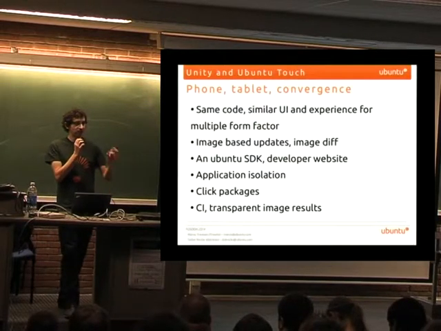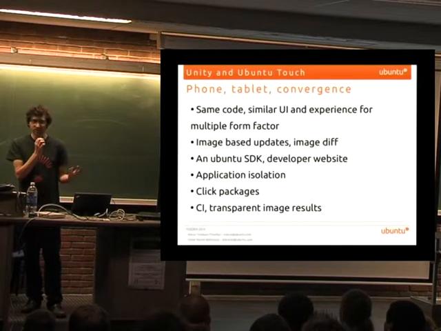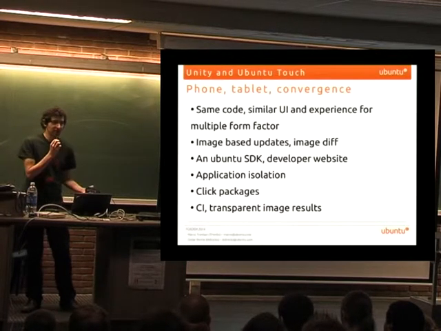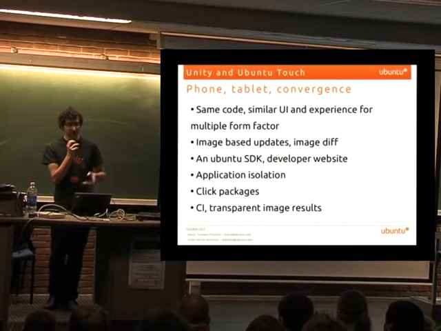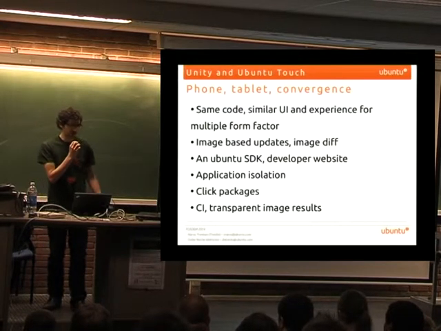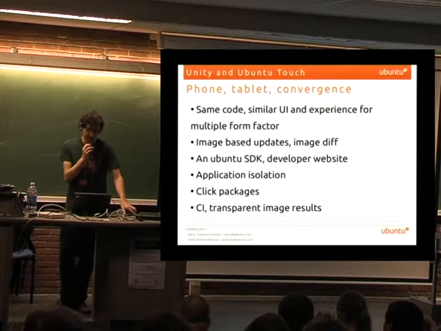It's a way to install applications, because as I said, we have an image-based update, but you still want to install applications on top of it. And so Click is a very lightweight way of saying, okay, I'm targeting Ubuntu Touch 14.04, and my application is compatible with that version of the framework. So we define a framework version for that.